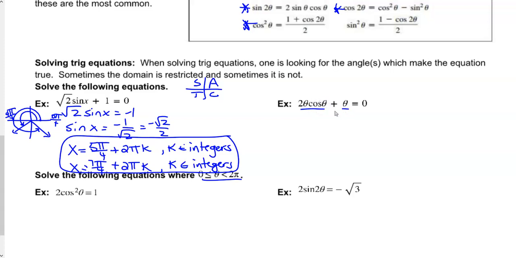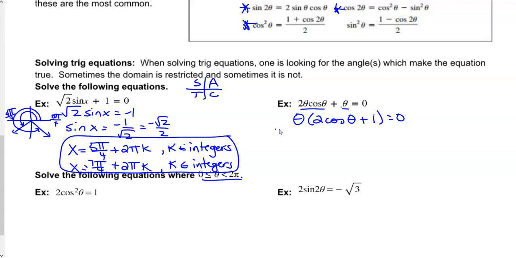I'm going to go ahead and take out these two thetas. Factoring using trig functions is going to be important, and it's good for you to see that. If I take this theta away, I'm left with 2 cosine of theta, plus, if I take that theta away, I'm just left with 1, is equal to 0.